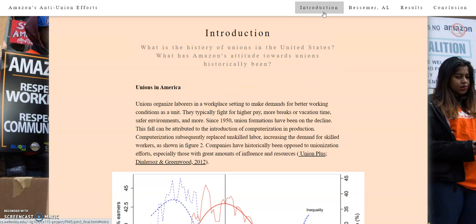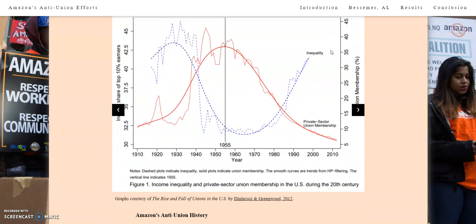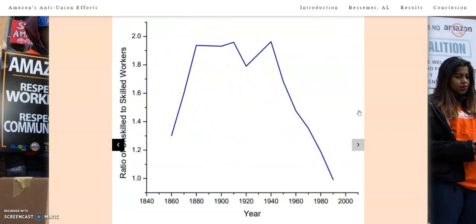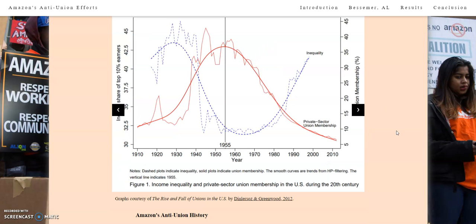What is the history of unions in the United States? What has Amazon's attitude towards unions historically been? Unions in the U.S. have been on the decline due to the replacement of unskilled workers and increased demand for skilled workers. I added this slideshow to show these two figures that show the correlation between union membership and the ratio of unskilled to skilled workers without taking too much space or having their placement be awkward.